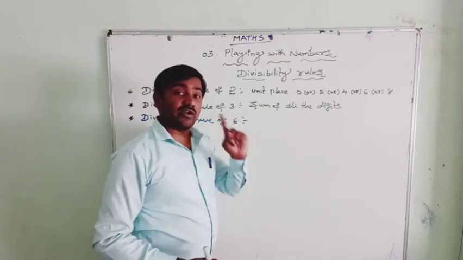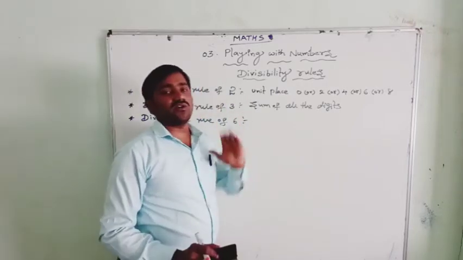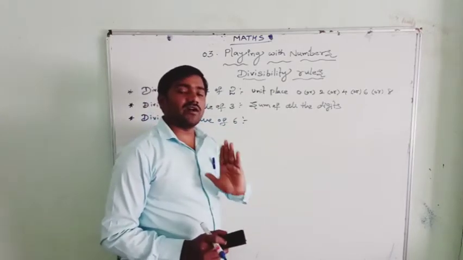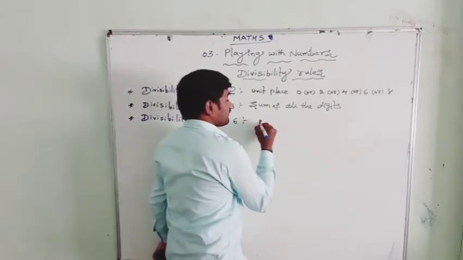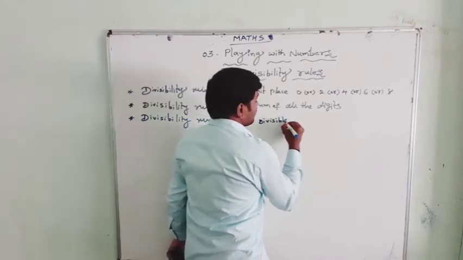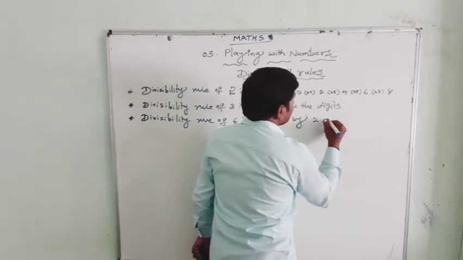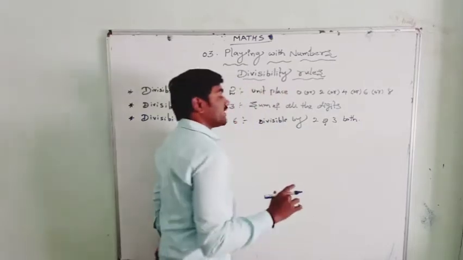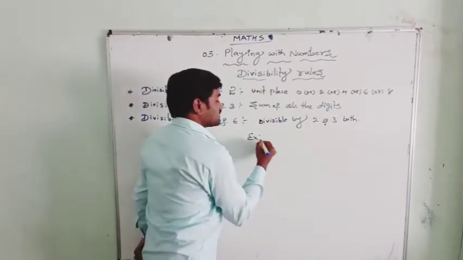If a number is divisible by 2 and the same number is also divisible by 3, then the number is divisible by 6, or else it is not divisible by 6. If a number is divisible by 2 and 3 both, then the number is divisible by 6. Let me give you some examples.